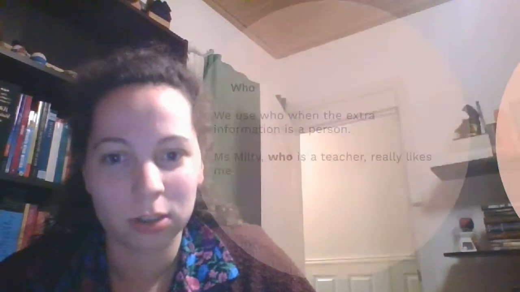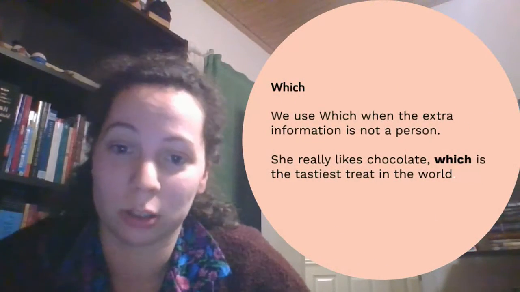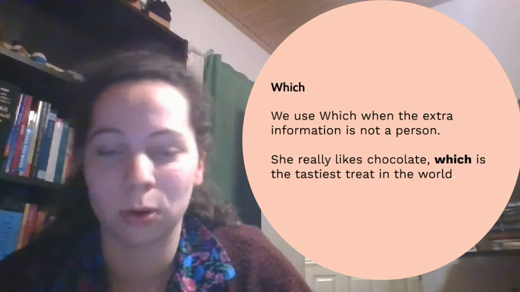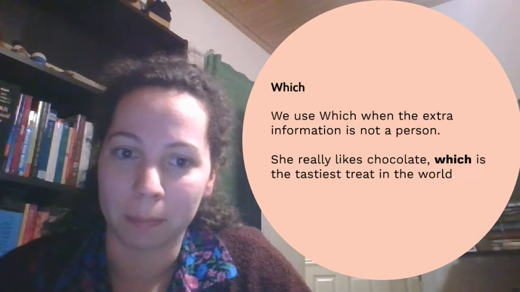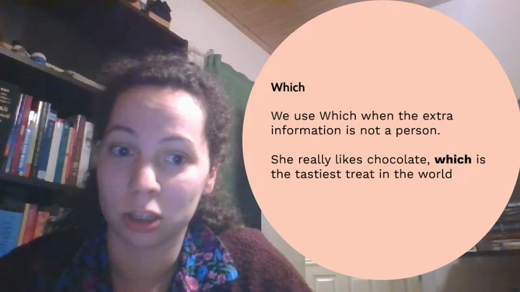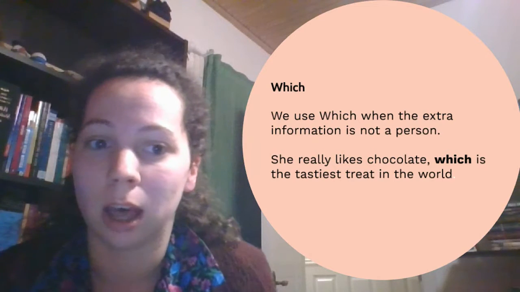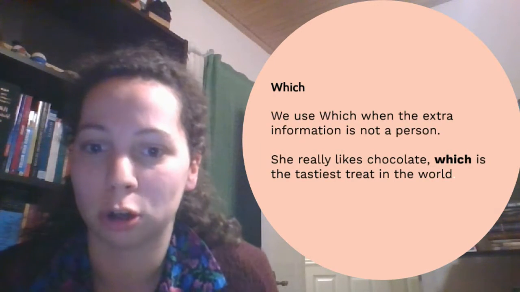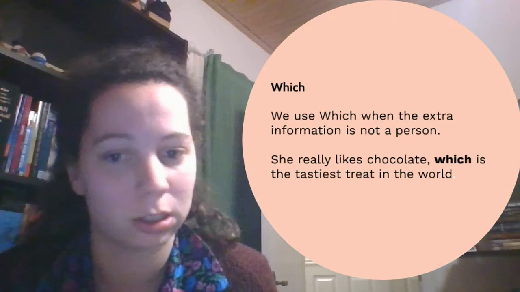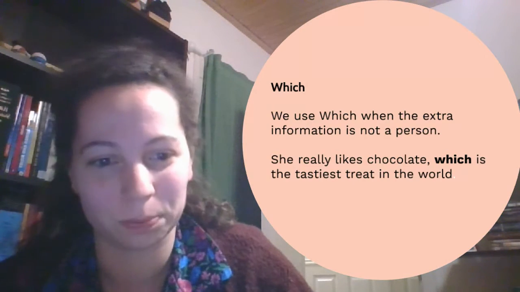Then we looked at which, and which we use when it's not a person, so an object, or maybe it's a concept. She really likes chocolate, which is the tastiest treat in the world. Is the tastiest treat in the world is about chocolate. Chocolate is not a person, so we use which.